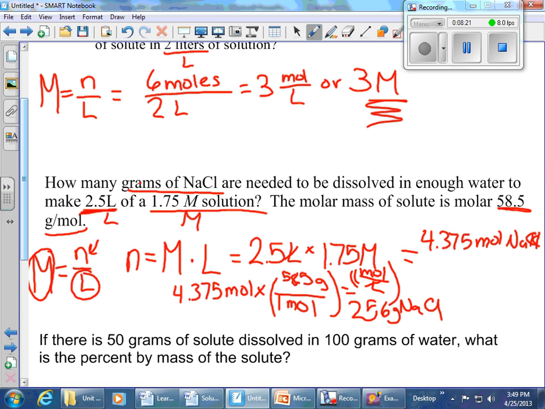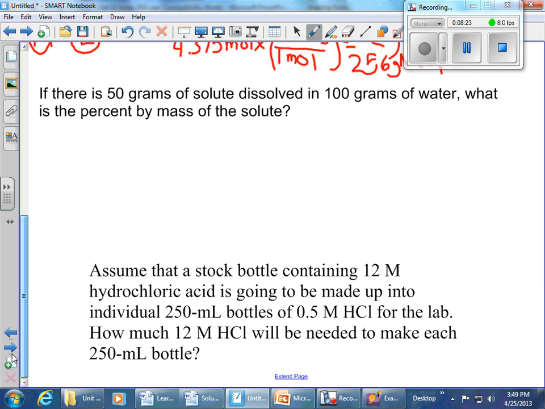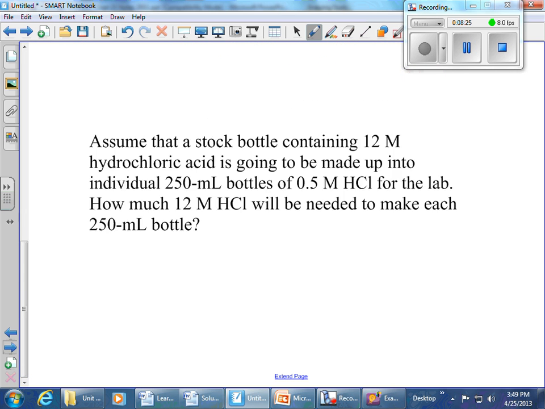The percent by mass, we've already done that. We did that in the slide earlier.